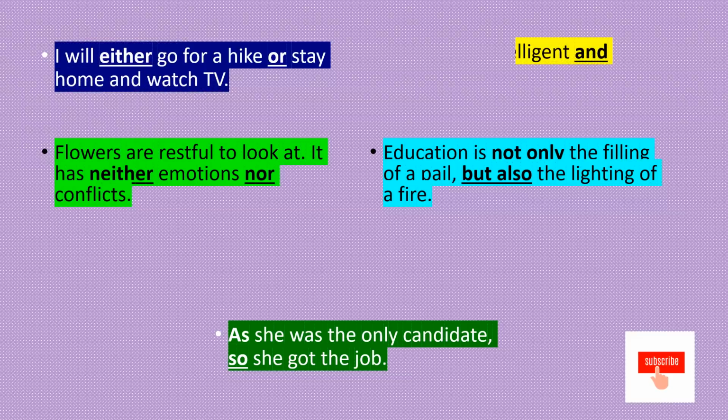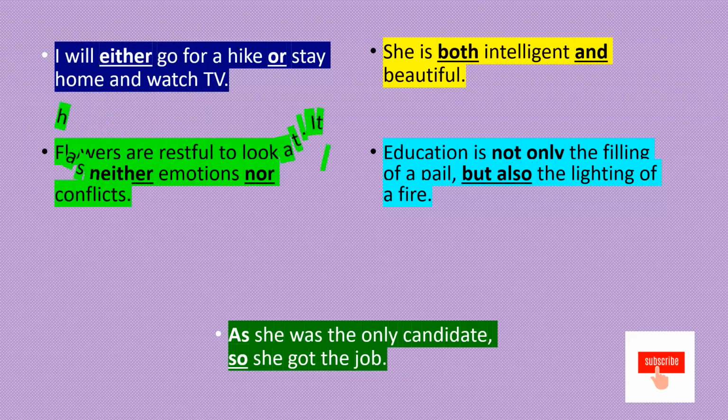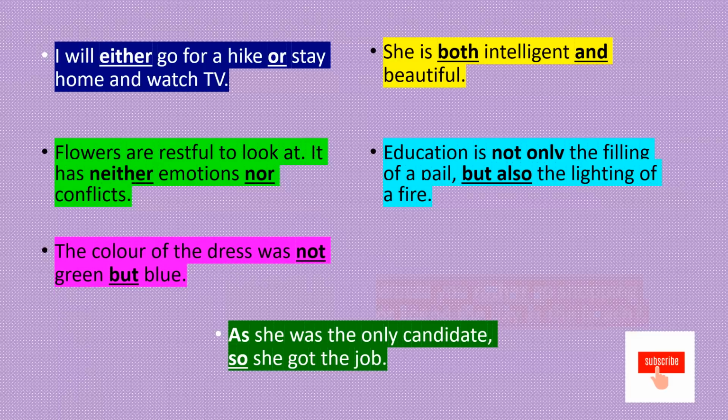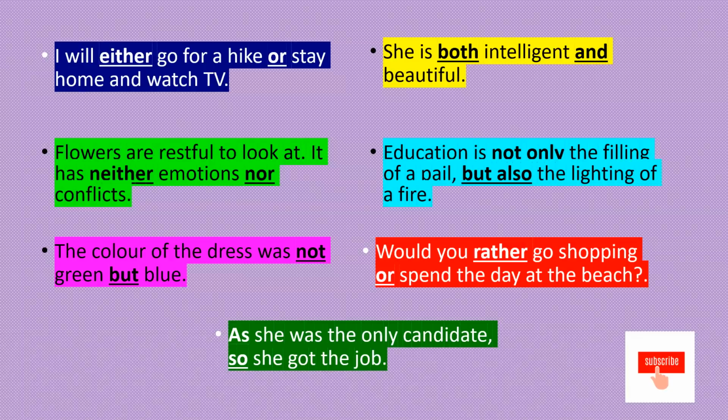The first is either or. I will either go for a hike or stay home and watch TV. She is both intelligent and beautiful. Flowers are restful to look at. It has neither emotions nor conflicts. Education is not only the filling of a pail, but also the lighting of a fire. The color of the dress was not green, but blue. Would you rather go shopping or spend the day at the beach? As she was the only candidate, so she got the job.